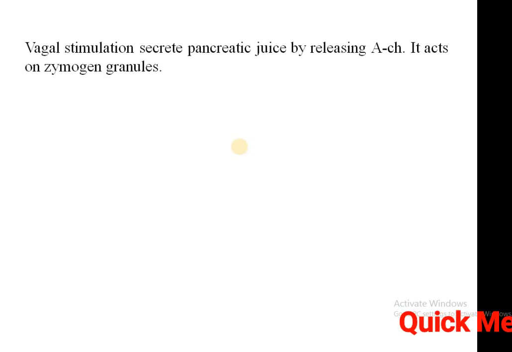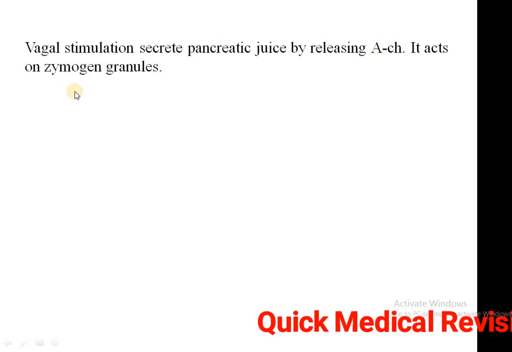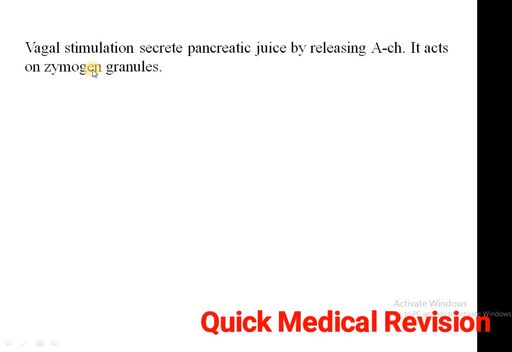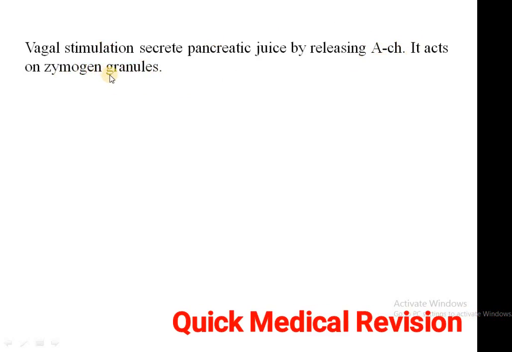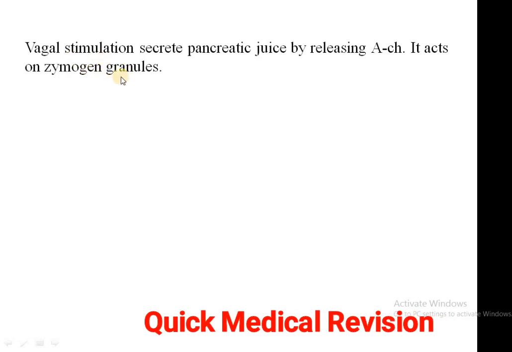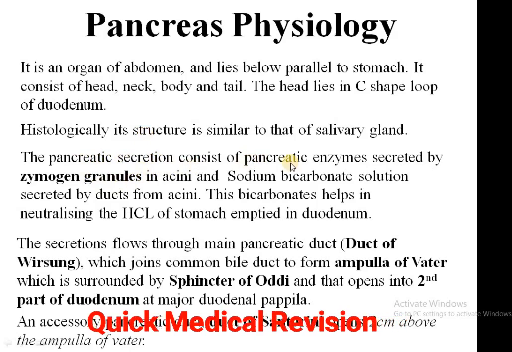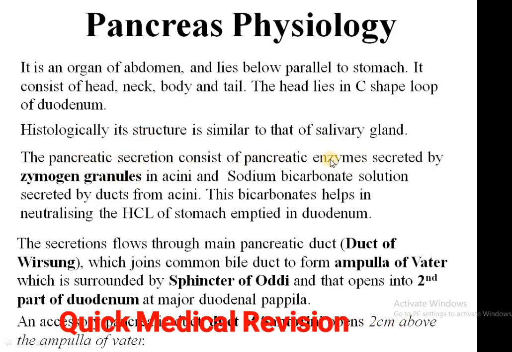Now the pancreatic juice is secreted by vagus stimulation. This vagus stimulation, or parasympathetic stimulation, causes the release of acetylcholine, which acts on the zymogen granules of the pancreas and causes the release of the pancreatic juice, which is rich in enzymes, because, as I told you, the zymogen granules release the juice which consists of mainly the pancreatic enzymes.